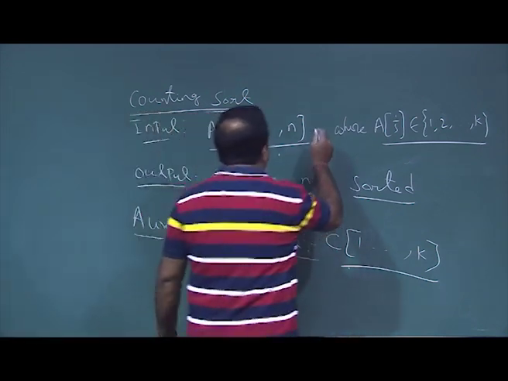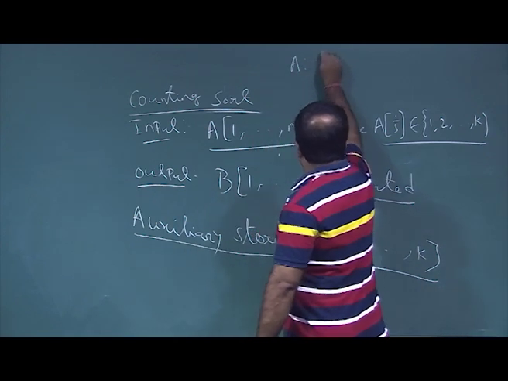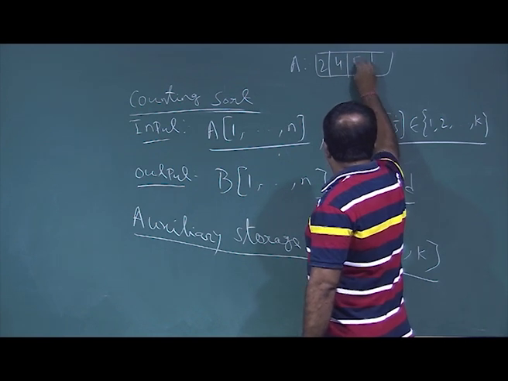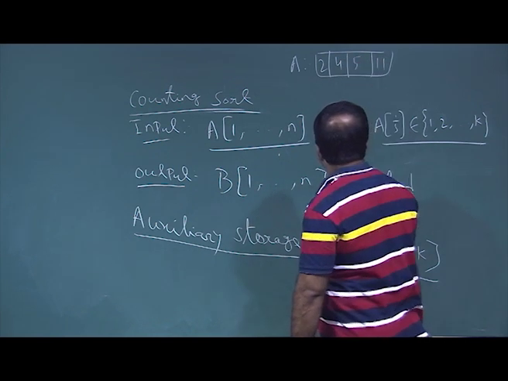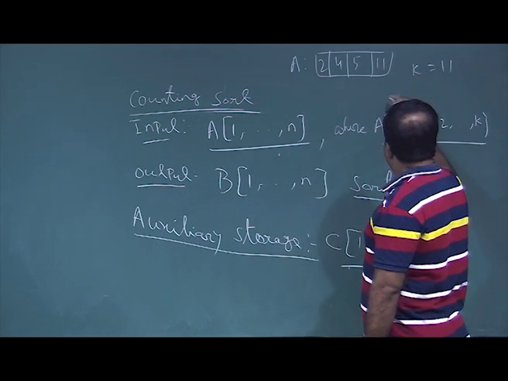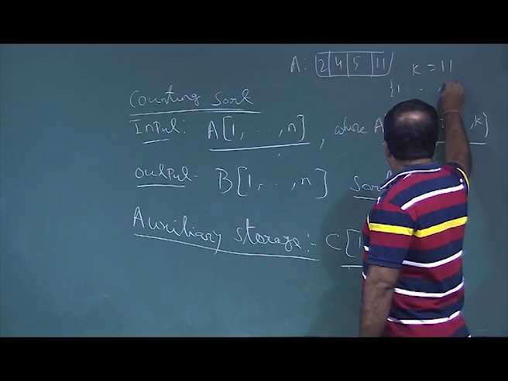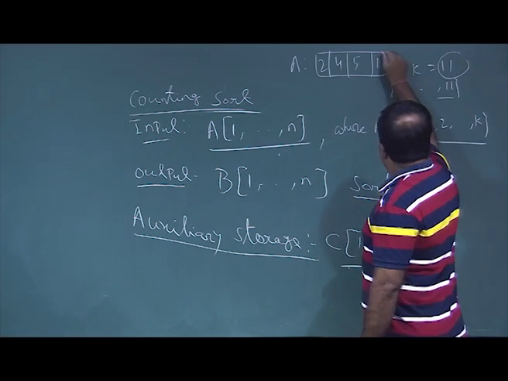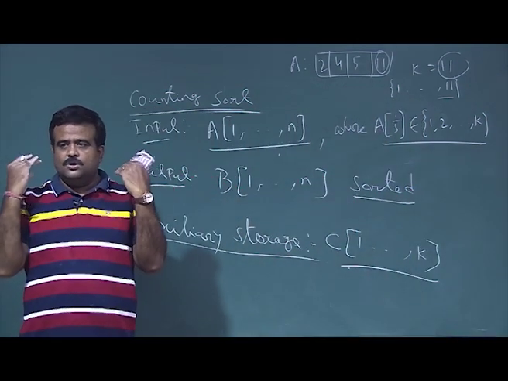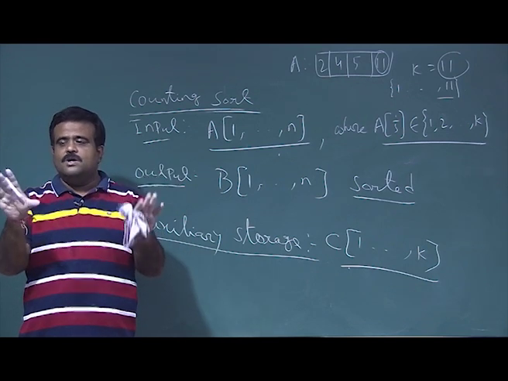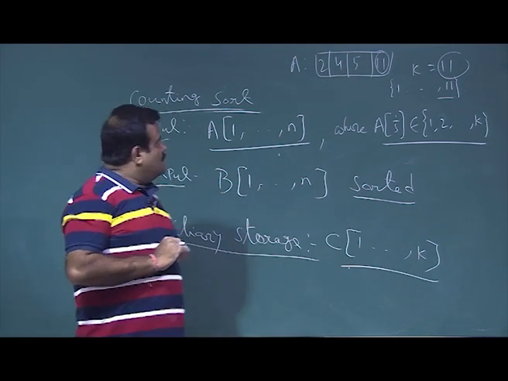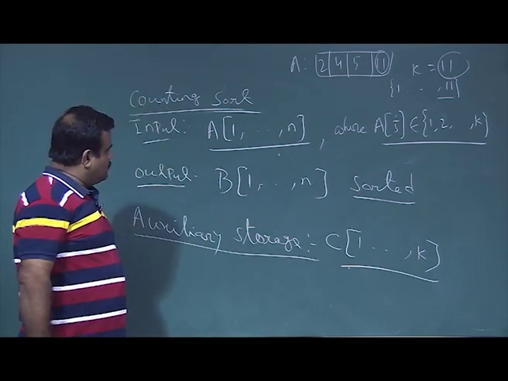Say, for example, if we have an array 2, 4, 5 and then say 11. If this is our input, then our k is basically 11. So, basically our numbers are coming from 1 to 11. So, k is the maximum value we are allowing as the input. So, we are having a range of the input, bounding the input to come from this range. That is one of the restrictions, one of the criteria for this.